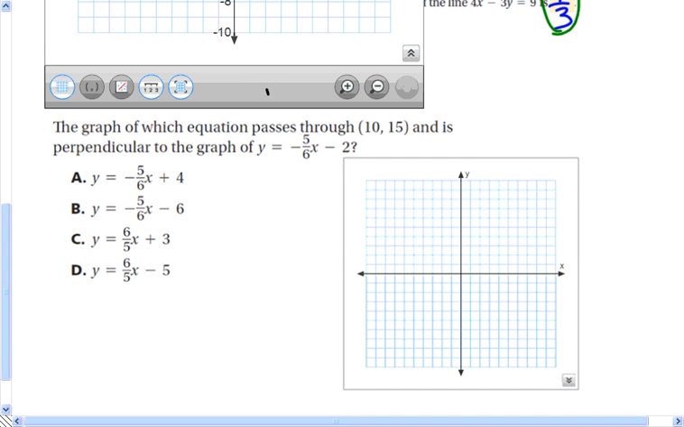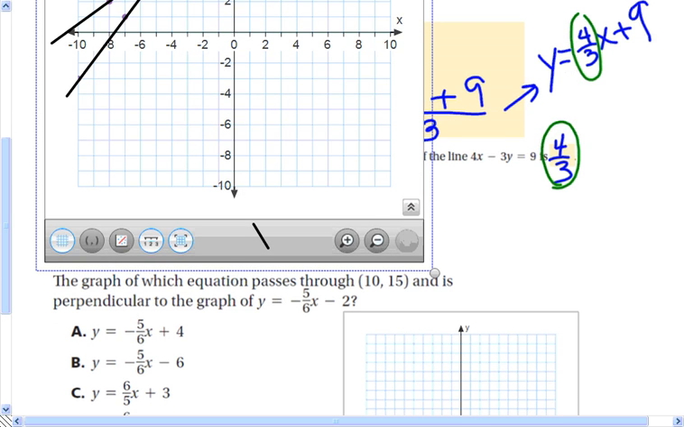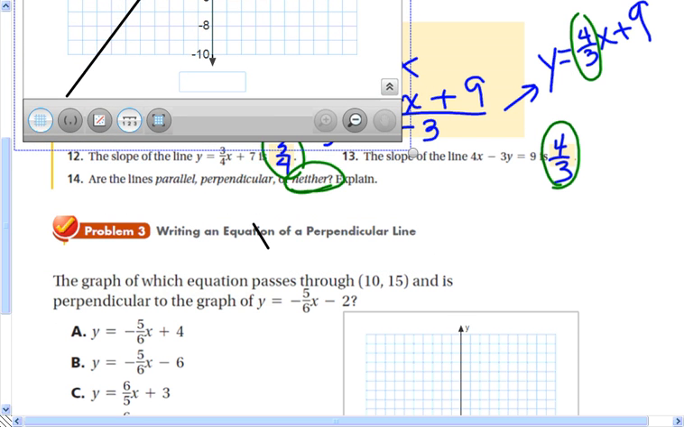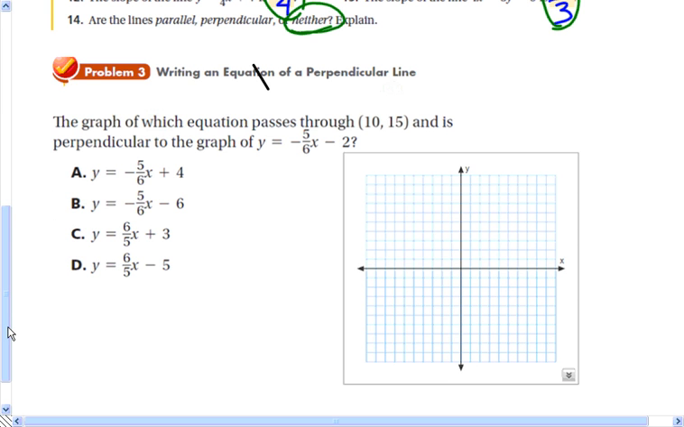Okay, so let's go ahead and do this next problem. The graph of which equation passes through the point 10, 15, and is perpendicular to the graph of y equals -5/6 x minus 2? So there's our big clue right there, -5/6. That's the slope of the line. And we could graph that if we wanted to, put a -2 here for our y-intercept.